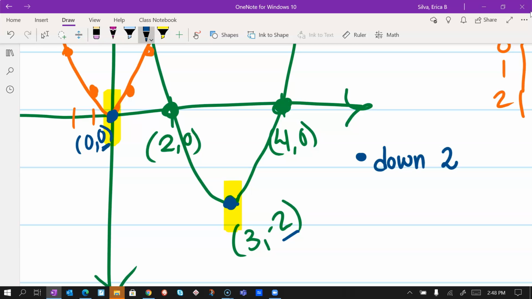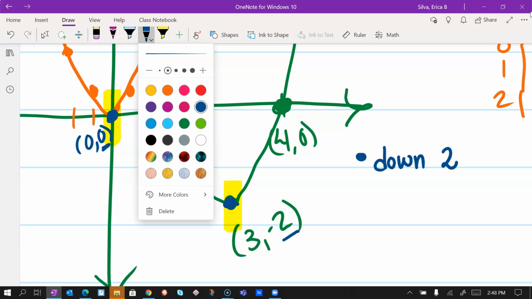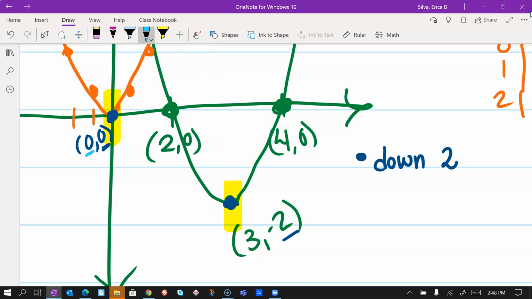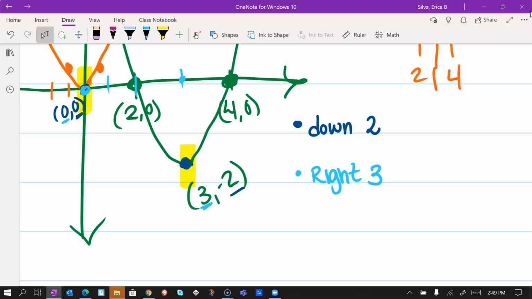All right, how about this next one? We're going from 0 to 3. So from here, we need to go how many spaces to get to 3? 3. So we're going to go 3 to the right. And then finally, we want to see if it stretched or if it compressed.